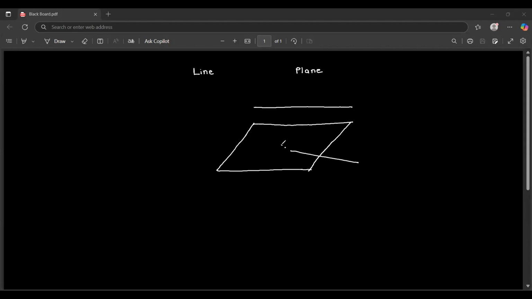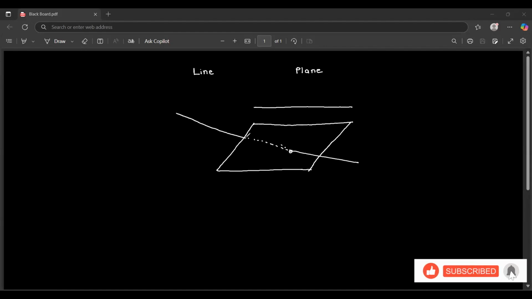So let's say this is the plane, and let's say this is a line, and this is another line that passes through the plane. So here we have two types of interaction.